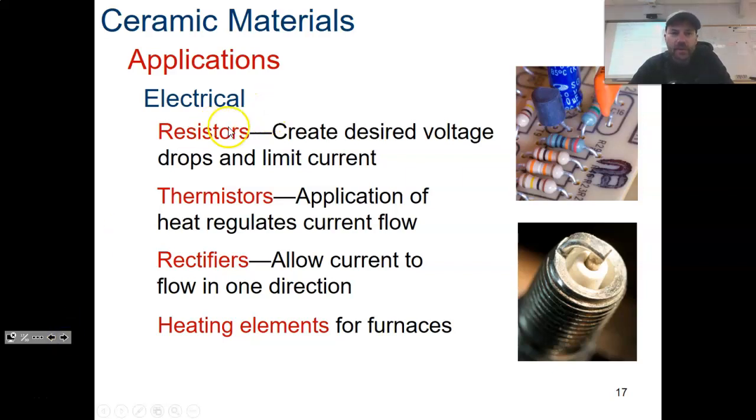Electrically, they're resistors, so you can, what they call dope them, use different mixtures to create certain amounts of resistance through a material. A thermistor regulates heat flow; the hotter or colder it gets, it adjusts its resistance accordingly. A rectifier is kind of like a diode, and it only allows current to flow in one direction. Or heating elements for furnaces. Here's a spark plug. This has to go inside an engine at really high temperature. You're burning gasoline, so you need something that can withstand that heat but still separate a positive from a negative to create a spark, and those are made out of a ceramic.